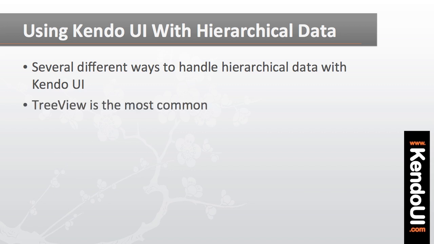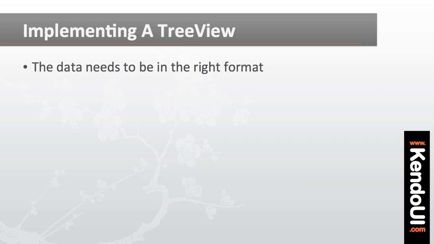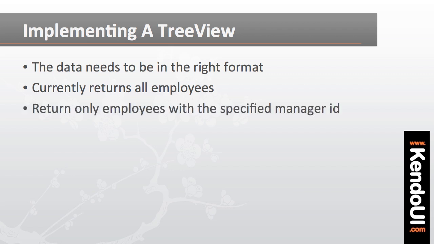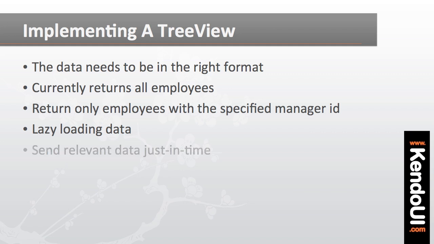The first step in using the TreeView is to get the data in the right format. Now, I currently have it returning all of the employees, but what I really want is only to return the employees who have the manager that I specify. That allows the TreeView to lazy load the data. What lazy load means is that only the data that we're currently looking at is what's returned from the server. So as we expand nodes in the TreeView, we need for the server to send us that data just in time. Now, this is not only great for bandwidth, but it also increases page performance as only the data that needs to be seen is actually put in the page.